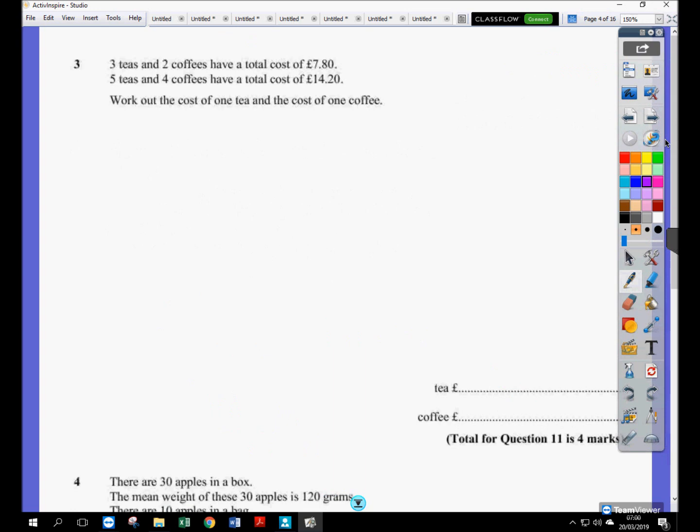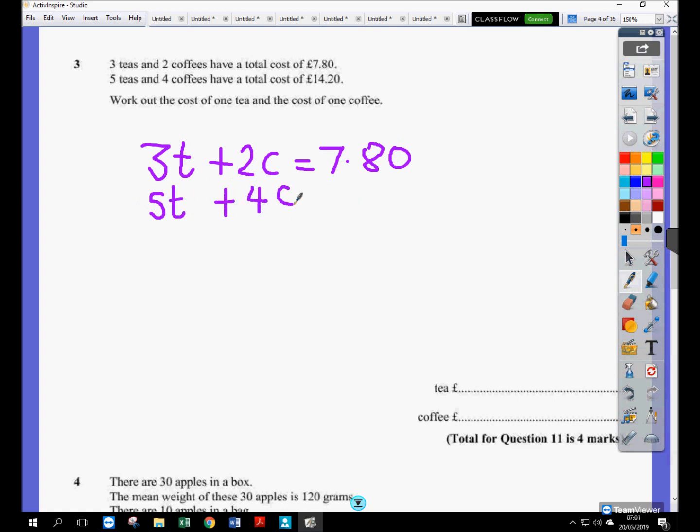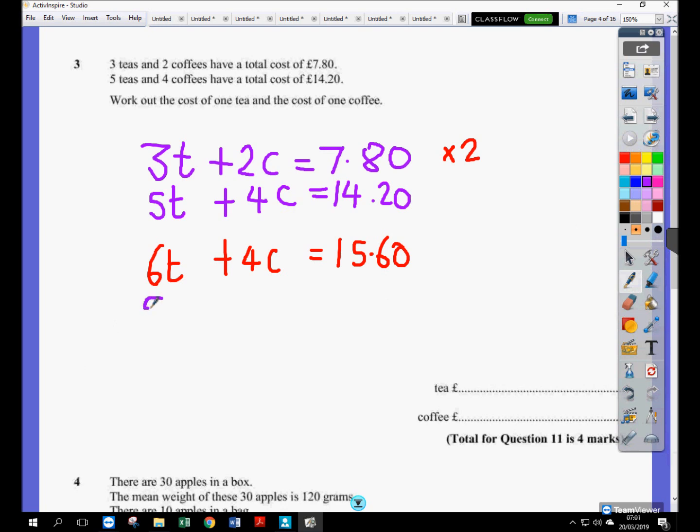Next question. So this is a very familiar question, but it's in disguise. So if we set it out like this, 3 teas plus 2 coffees with a total cost of £7.80. 5 teas plus 4 coffees with a total cost of £14.20. And you can see quite clearly it looks like simultaneous equations. What I'm going to do is times the top equation by 2, to get the same number of c's. So I'll times it all by 2, including the number at the end. You end up with 6t plus 4c equals £15.60. And then this second one, I'll just copy that right underneath. 5t plus 4c equals £14.20.